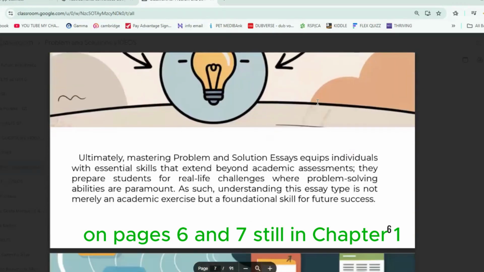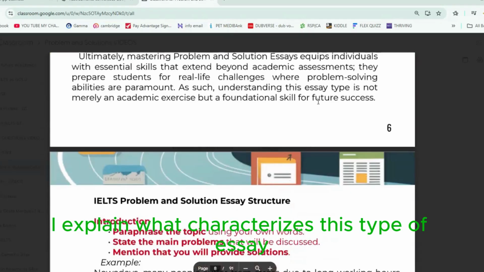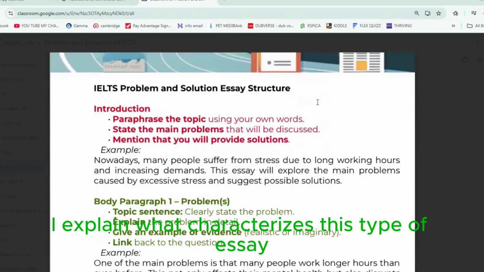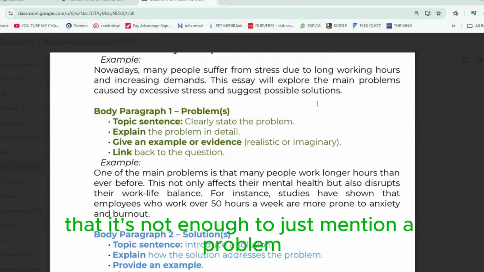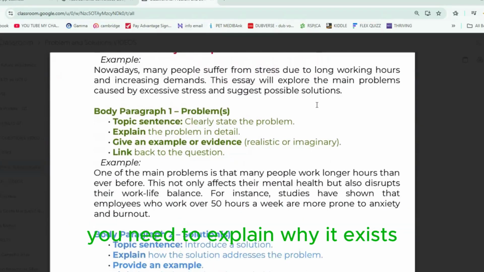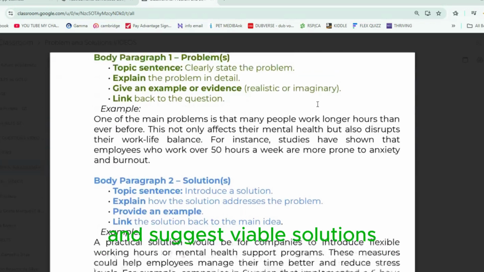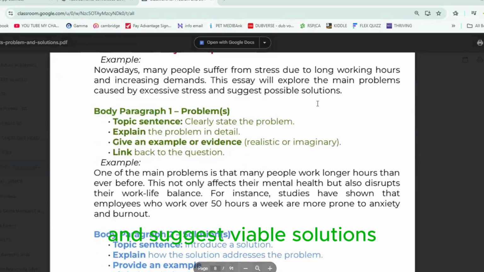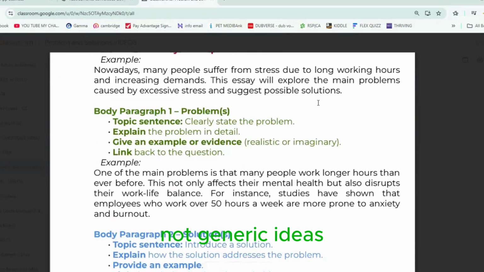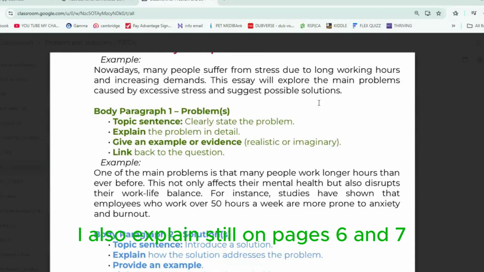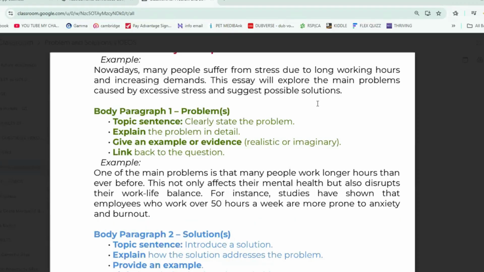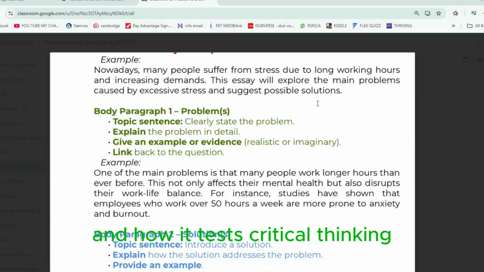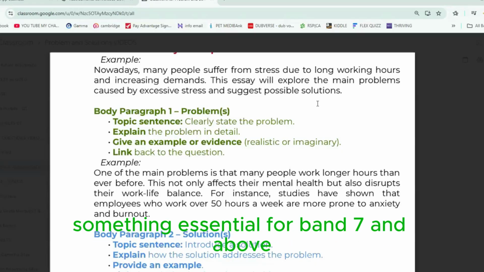On pages 6 and 7, still in chapter 1, I explain what characterizes this type of essay. Here, the student learns that it's not enough to just mention a problem. You need to explain why it exists and suggest viable solutions, not generic ideas. I also explain, still on pages 6 and 7, why this type of essay appears so often in the IELTS and how it tests critical thinking, something essential for Band 7 and above.